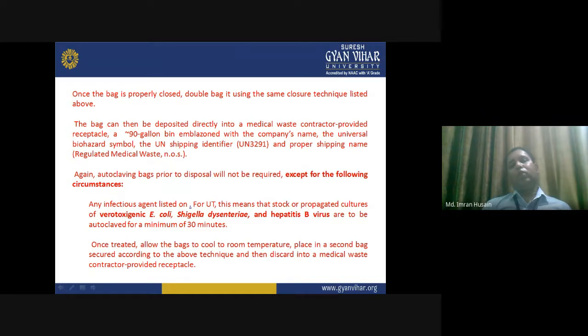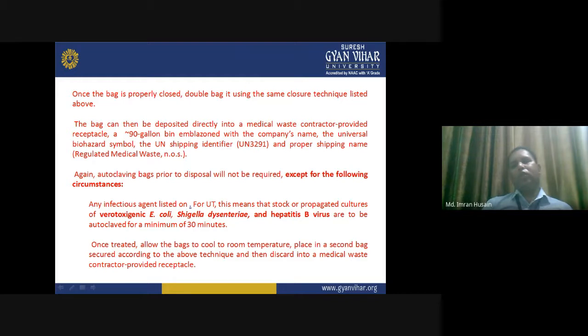deposited directly into the medical waste contractor provided acceptable 90-gallon bin that has been emblazoned with the company's name, the universal biohazard symbol, the UN shipping identifier UN 3291, and the proper shipping name, regulated medical waste, NOS. So every time the protocols are followed internationally and nationally, they are very much identifiable and understood, and everything should be followed according to the scenario.